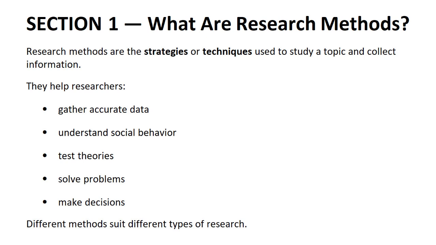So let's get started. The first question is, what are research methods? Research methods are the strategies or techniques used to study a topic and collect information. They help researchers gather accurate data, understand social behavior, test theories, solve problems, and make decisions. Different methods suit different types of research.